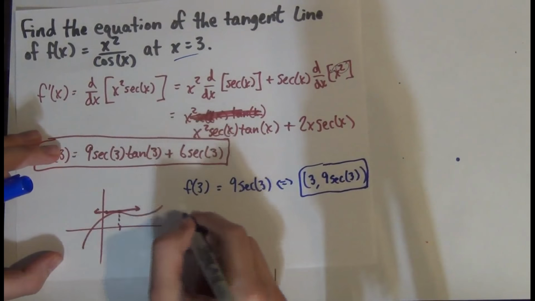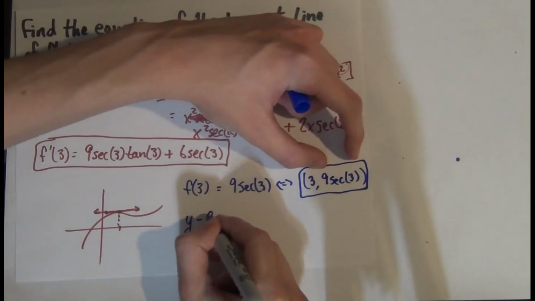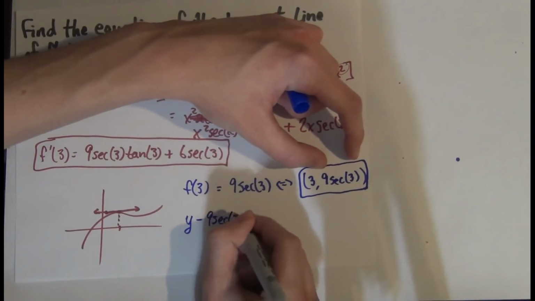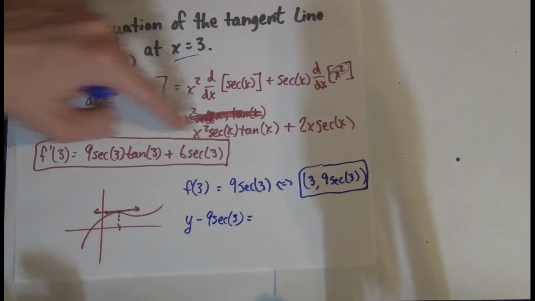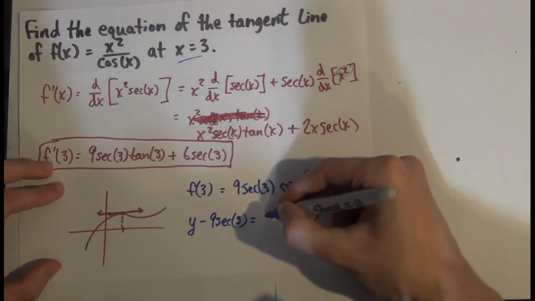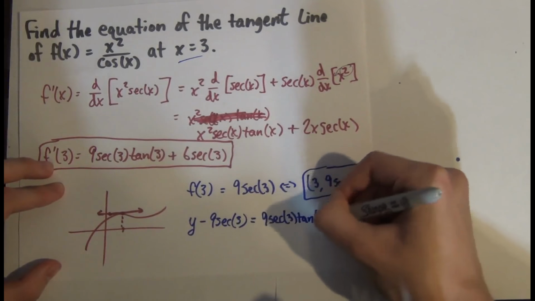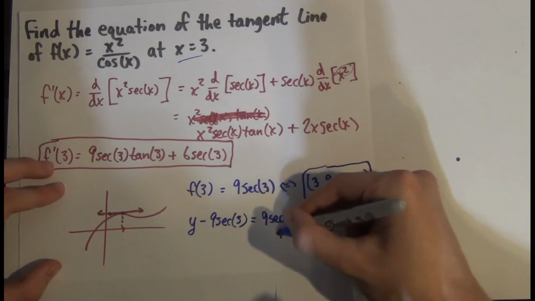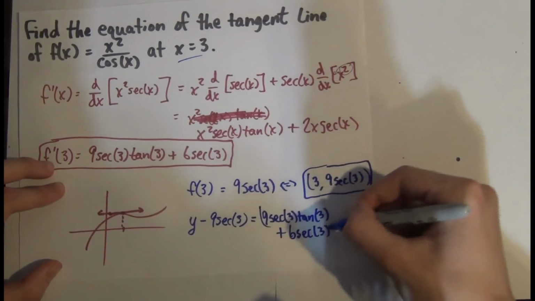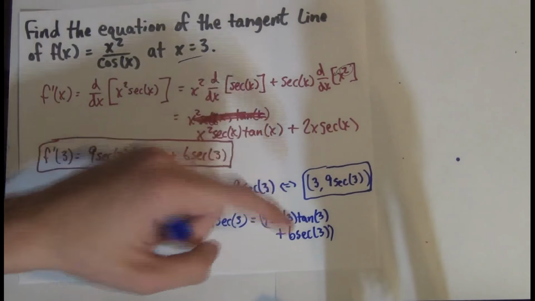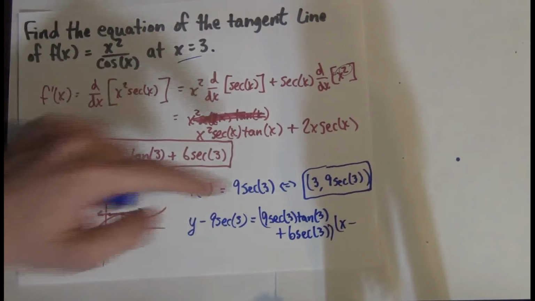But that's essentially y minus y1, so my y-coordinate of my point, 9 secant of 3. And that is equal to m, so my slope, which is this junk. So that's 9 secant of 3 tangent of 3 plus 6 secant of 3. Okay, so that is my slope times x minus my x-coordinate, which is 3.